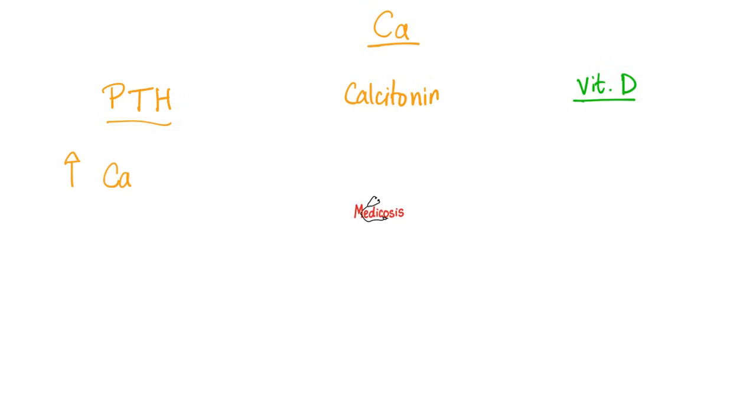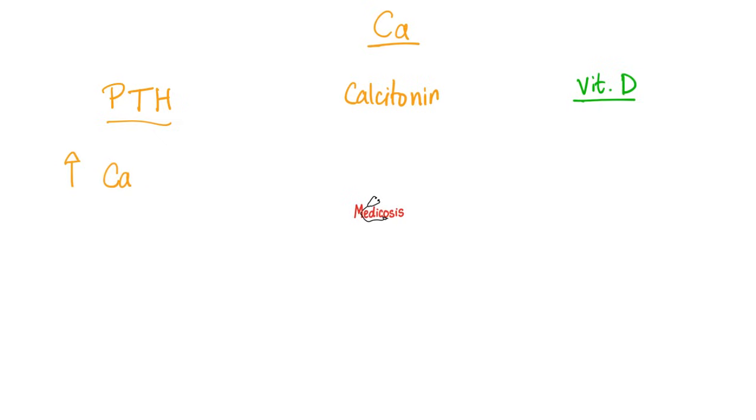What are we going to talk about today? We're going to talk about calcium. There are 3 hormones in the human body that can affect calcium homeostasis, and these include the parathyroid hormone, also known as parathormone, and calcitonin, and vitamin D, particularly the 1,25 dihydroxyvitamin D. What does PTH do to the serum calcium? PTH is going to raise the calcium in the blood.